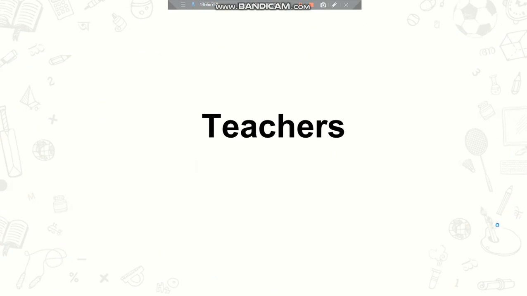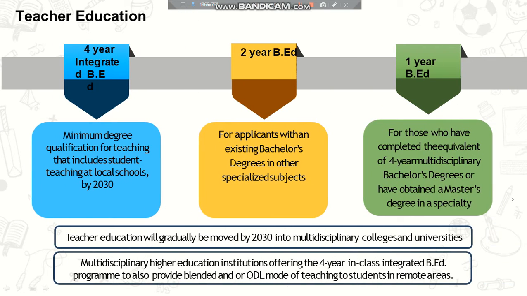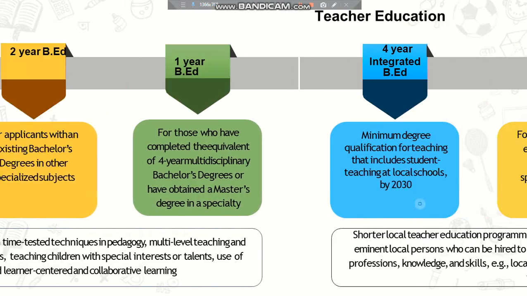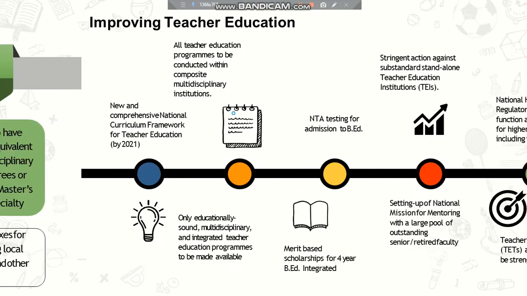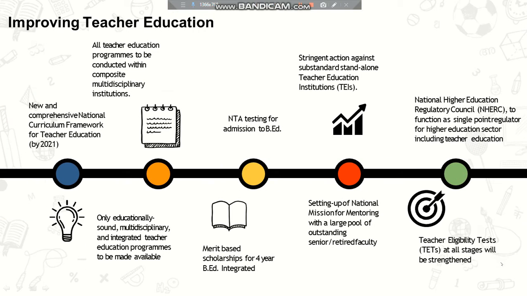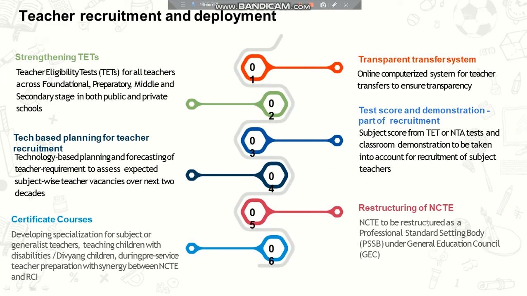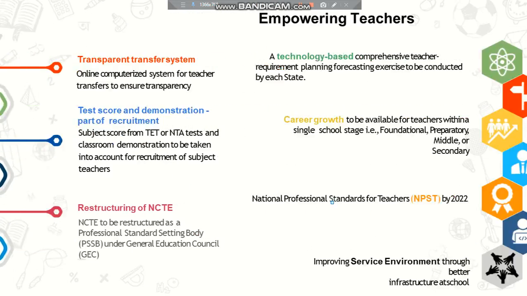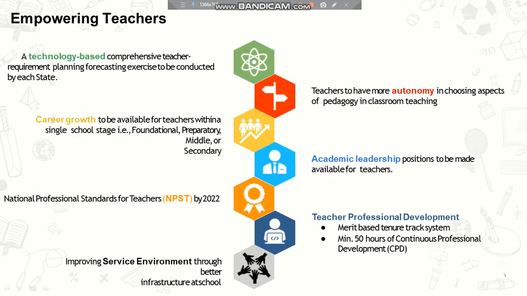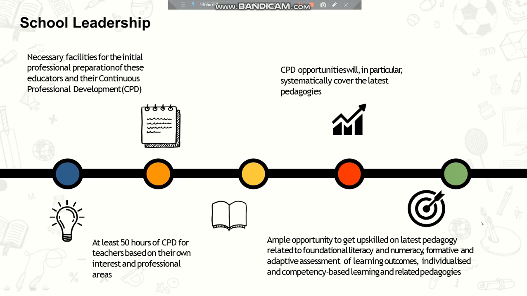After that, what about teachers? Teacher education is like this. It's all clear, they'll give that one. It's all about the teachers. Teacher education is most important. Improving teacher education, they are going to take so many steps here. Teacher requirement, recruitment and development. Strengthening TETs, merit-based planning, certificate courses, recruiting. Empowering teachers also. It's a common thing everywhere. School leadership. So the CPD.